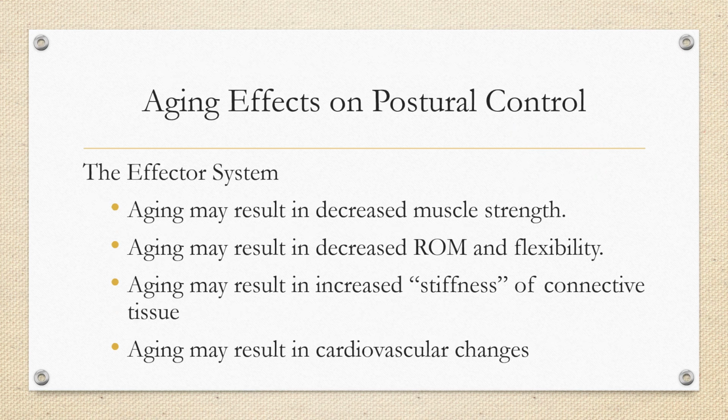When it comes to the effector system, we could see a decrease in muscle strength, decreased range of motion and flexibility, and then just an overall increased stiffness of the connective tissue, which can also feed into that co-contraction. We can also see cardiovascular changes, so that can also affect our postural system as well.